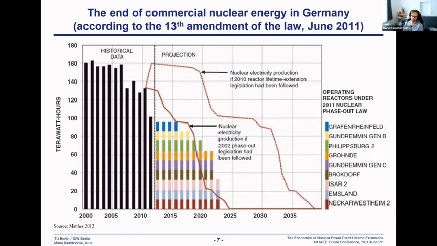So the government introduced a feed-in tariff for the renewables, which led to a strong increase later on of PV and wind, and on the other side planned to end the commercial use of nuclear power. However, in 2010, a new government decided to extend the lifetimes of nuclear power plants, and this would have led to the other brown line with the extension of nuclear power generation until the 30s.